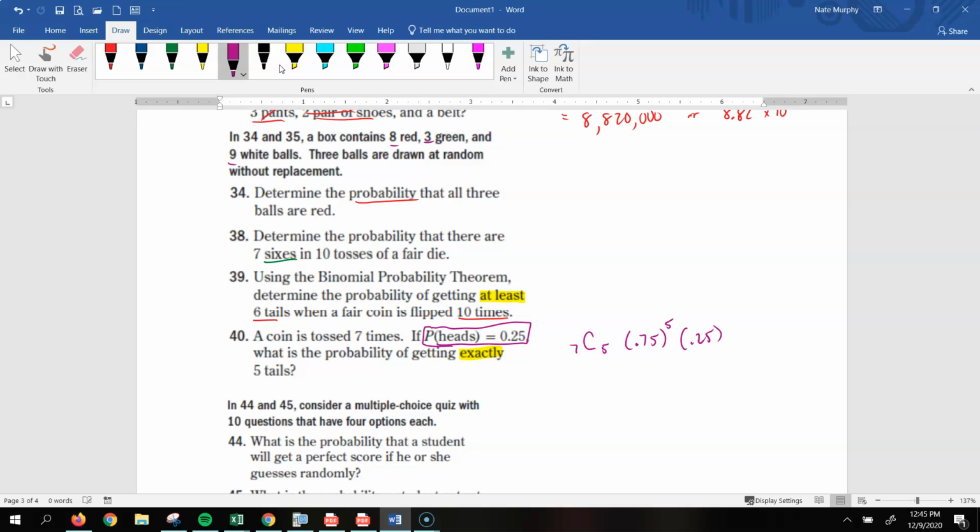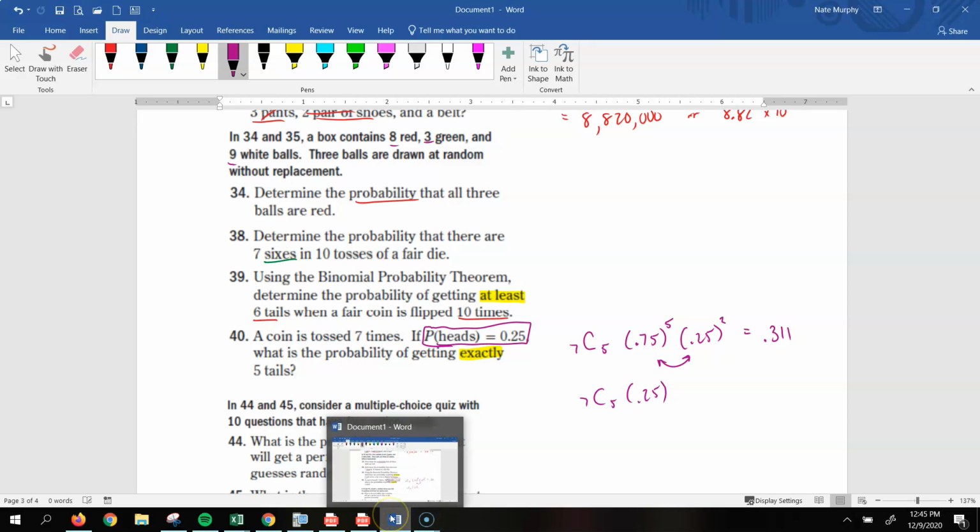And then we could have 0.25 to the 2nd power, because if we get 5 tails, we would get 2 heads. And when you do that, you get 0.311. Now the other way you could have started that one out is if you had done 0.25 at the beginning, you should have had 0.25 squared, so you could switch these 2 around. If you had done 0.25 with the heads, the only way to get this right would be to recognize that if we're going to get 5 tails, that means we would get 2 heads. And so then we'd have 0.75 to the 5th over here. That would give us the same exact answer.